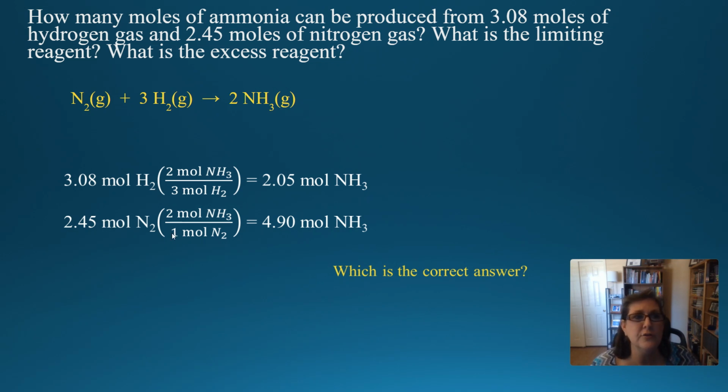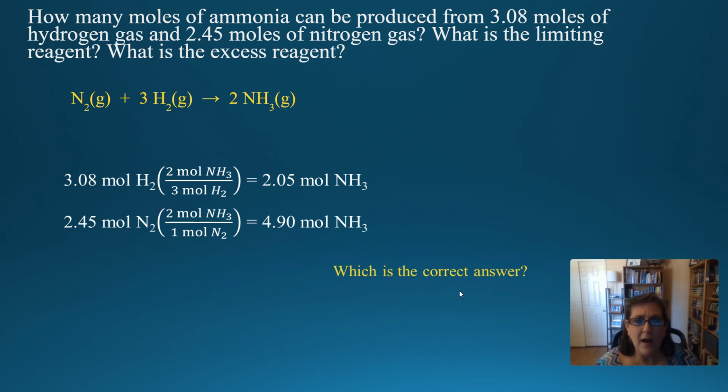Now let's start with the nitrogen. We have 2.45 moles of nitrogen. The mole ratio is different with nitrogen. We're still going to make 2 moles of ammonia, but we only need 1 mole of nitrogen to make that. So it's a 2 to 1 ratio. Moles of nitrogen cancel out. We get 2 moles of ammonia on top. We can make 4.90 moles of ammonia. So which is the correct answer? We have 2 calculations and 2 answers.